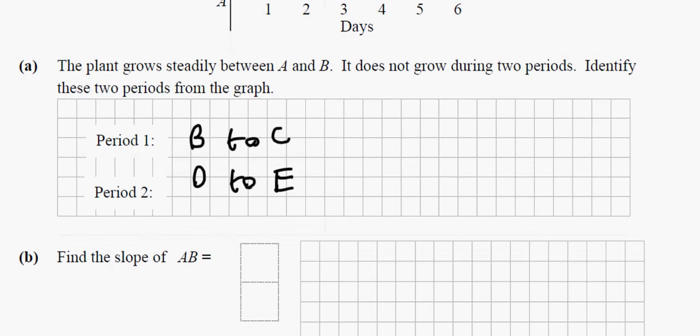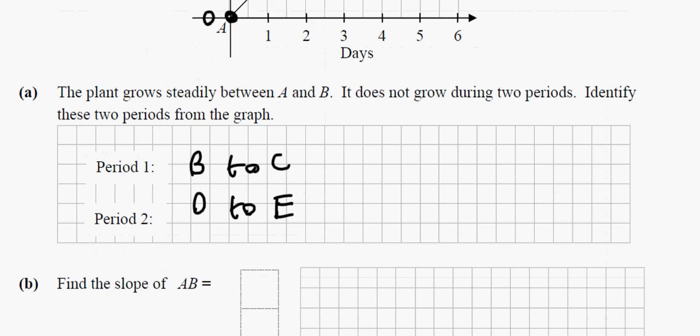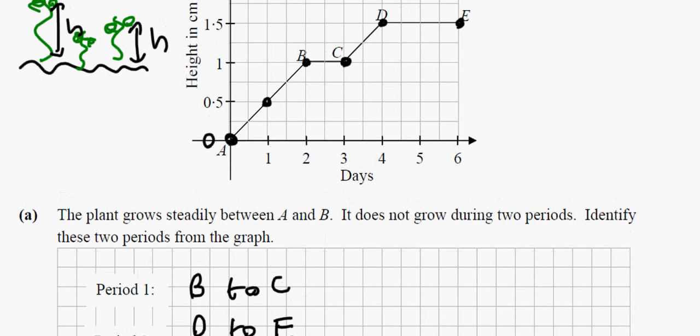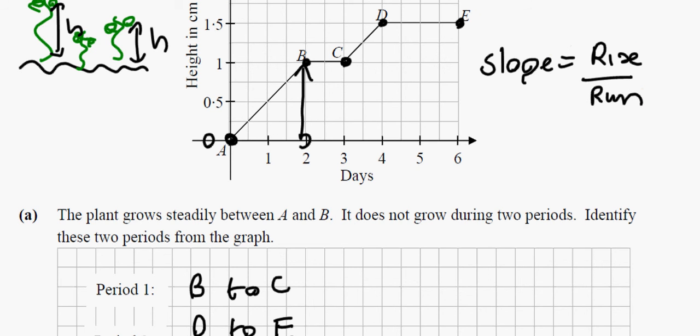Find the slope of AB. So I need to find the slope of AB, A to B. Now this can be done 2 ways. The first way is you can do what's called rise over run. So slope equals rise over run. Now the run is how far it goes to the right. It goes 2 to the right and then 1 into the air. Because it's to the right, the run is positive, and if it goes up, the rise is positive. So the slope is a half.